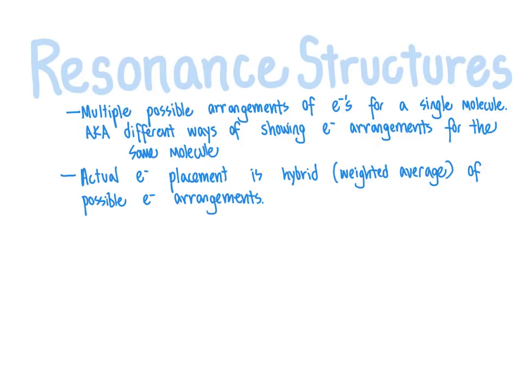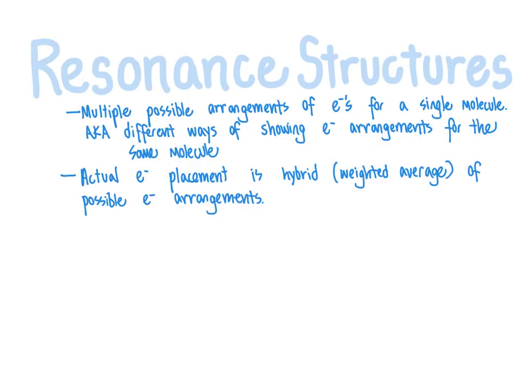And if there are different resonance structures possible, different places where the electrons could be located within the molecule, then what becomes the actual case is that the actual electron placement is an average or a hybrid of those different possibilities. That hybrid or average is determined by the relative stabilities of the different resonance structures, where the more stable the electron arrangement, the more favorable it is, and therefore the more it contributes toward the average.